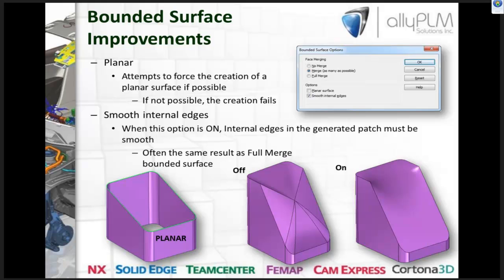And then you also have a couple options: planar, surface, and smooth internal edges. And planar attempts to force the creation of a planar surface if possible. And when smooth internal edges is on, internal edges in the generated patch must be smooth, so it'll smooth out these edges for you and make them smooth.